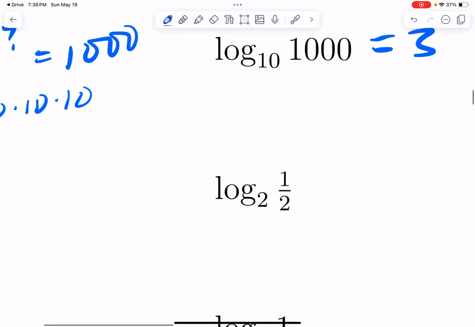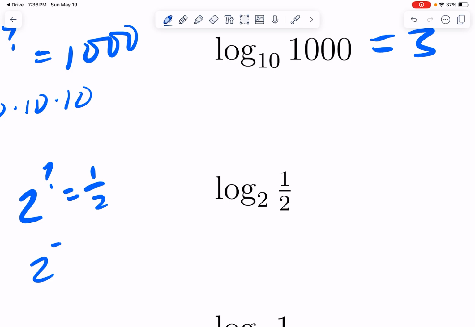Okay, here we're thinking 2 to which power gives us 1/2. And this is where we remember, oh, how do I get fractions? I get fractions with negative powers. This is definitely going to be some negative power. But we really just have 2 to the 1st in the denominator. So this would be 2 to the negative 1. 2 to the negative 1 just means 1 over 2 to the 1st.